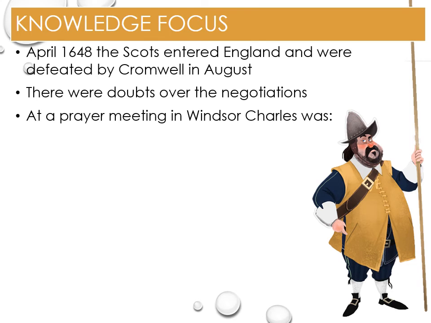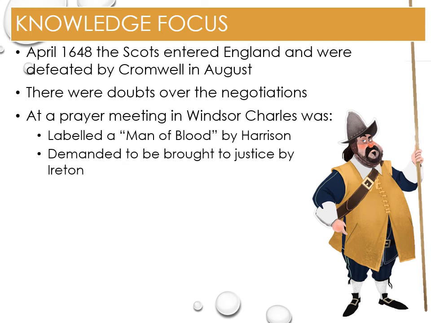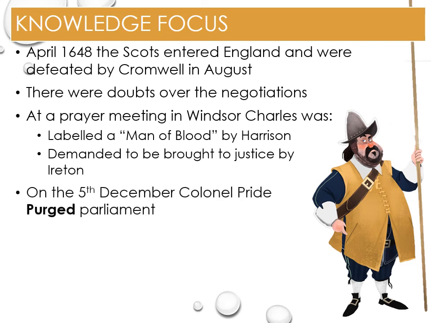At a prayer meeting in Windsor during the Second Civil War, Colonel Harrison had labelled Charles as a man of blood using biblical scripture. Henry Ireton delivered his Remonstrance of the Army to Parliament, calling for Charles to be brought to justice in November 1648. In December, because Parliament were unable to reach a decision, Colonel Pride purged Parliament of those who were active in promoting further discussions with the king.